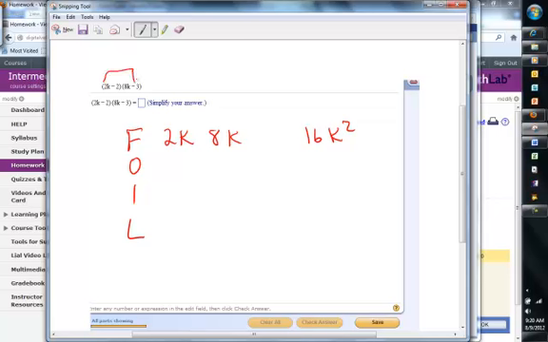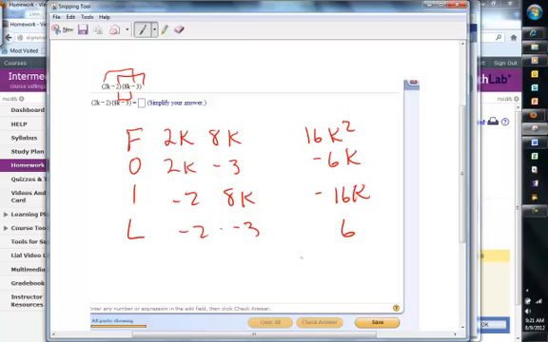Outsides, these two, is 2k times negative 3, which is negative 6k. Insides are negative 2 times 8k, which is negative 16k. And lasts is negative 2 times negative 3, which is positive 6. Combine these two like terms and you get 16k squared minus 22k plus 6.